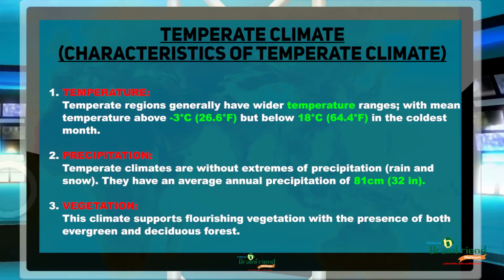Temperate regions usually have an average annual precipitation of 81 centimeters. Under vegetation, regions found in temperate climates have flourishing vegetation with the presence of both evergreen and deciduous forests.